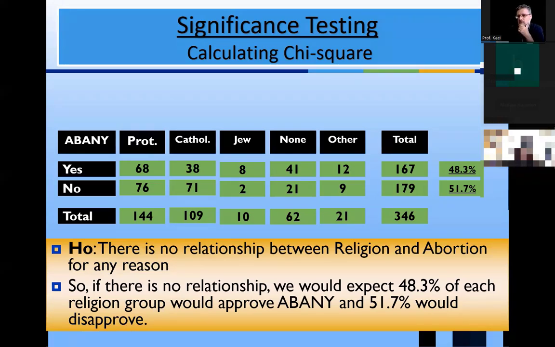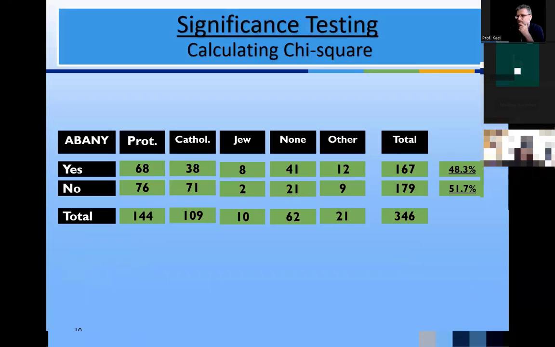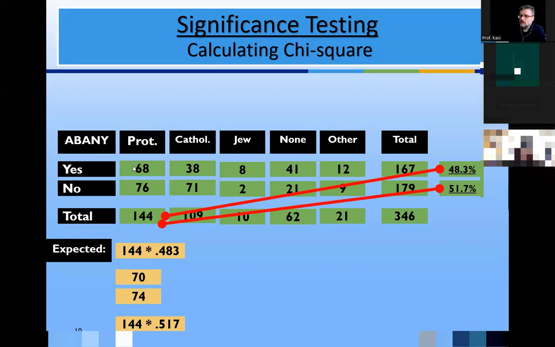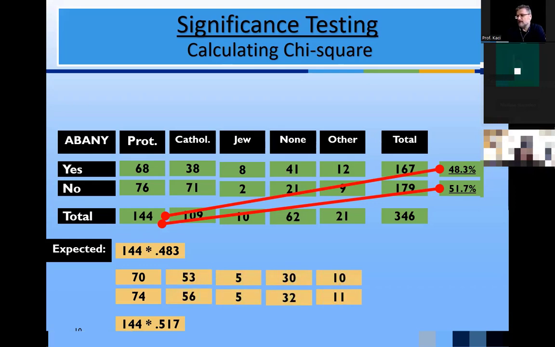How does that calculation look like? So what would you expect, right? 144 times 48.3%, or in other words, 48.3% of the total for Protestants, okay? So that would be 70. And expected for no would be 74. So imagine now you have 68 that you observed in the sample, but you should have had 70 based on the null hypothesis. Okay, what about the other? 53, 56, 5, and 5.